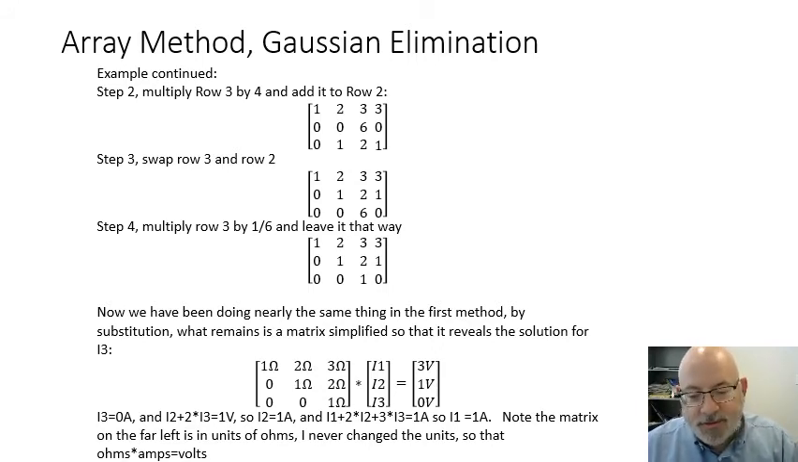And I never changed the units. So this is still over here, ohms times the amps equals volts. So I end up with I1 equals 1 amp, I2 equals 1 amp, and I3 equals 0 amps. And that's doing it manually.